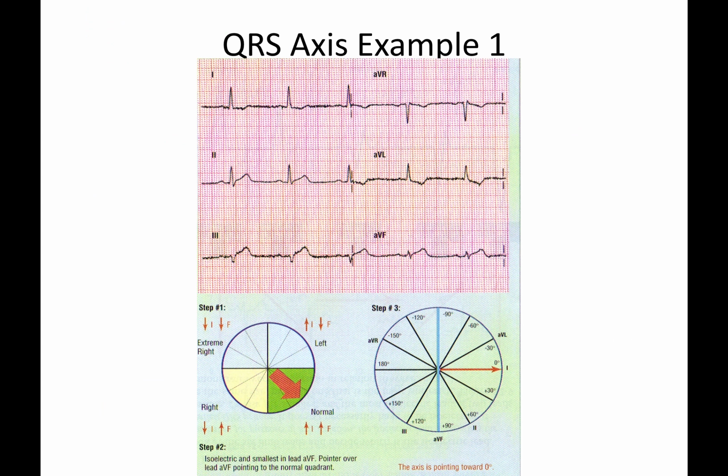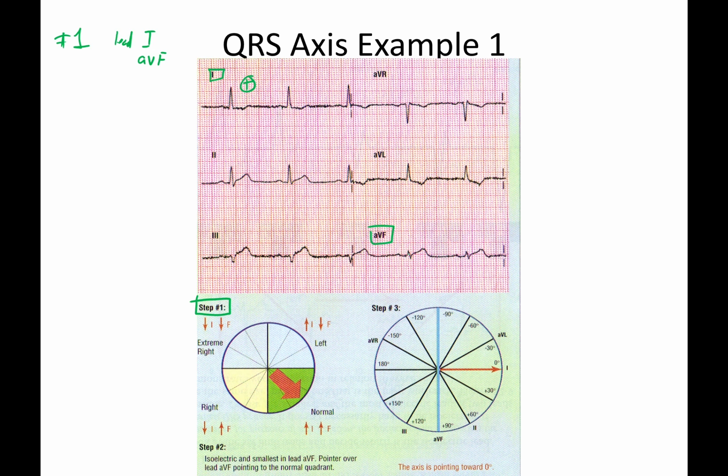So let me show you an example to help put all this together. So QRS example number 1. Step 1, we're going to look at lead 1 and AVF to determine if they have a positive or negative deflection. So lead 1 is definitely positive, and lead AVF doesn't have a lot to it. I'd almost call it isoelectric, but we'll come back to that part.